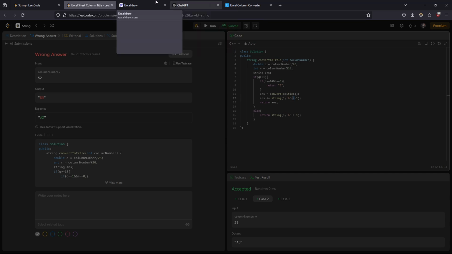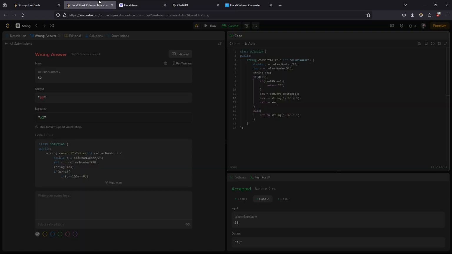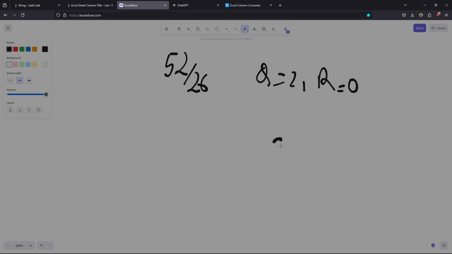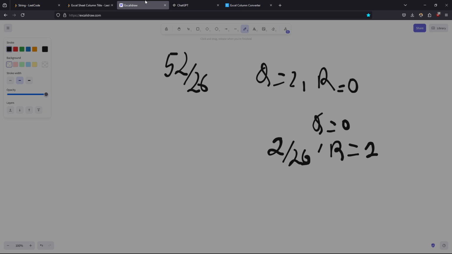Okay, so let's use our condition. When we divide our number 52 by 26, quotient equals 2, the remainder equals 0, right? So as quotient is greater than 1, we'll come here and again divide 2 by 26. The quotient equals 0 and remainder equals 2. So A plus 2. Okay, so that's what happened.